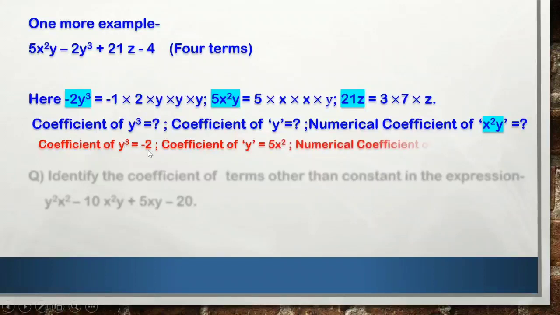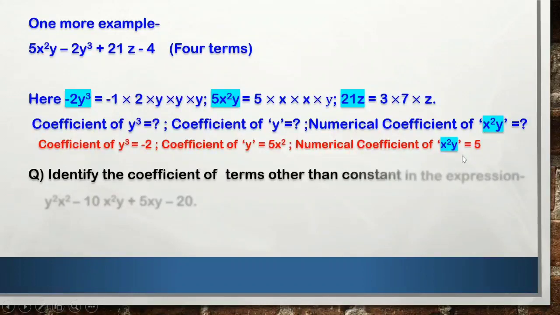So the coefficient of y cube is minus 2. Coefficient of y is 5x square. Numerical coefficient of x square y is 5. Correct? Now I hope you can easily identify the coefficient of terms other than the constant in this expression. If I ask what is the coefficient of y square x square, I hope your answer is 1, because nothing is there. So the coefficient is 1. Coefficient of x square y is minus 10. Please don't forget the sign. Coefficient of xy is 5. And minus 20, of course, is a constant term, so there is no coefficient.